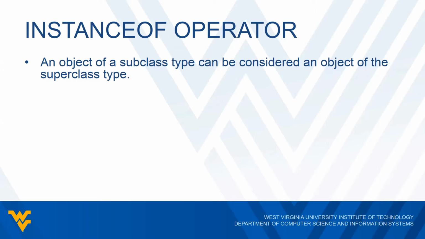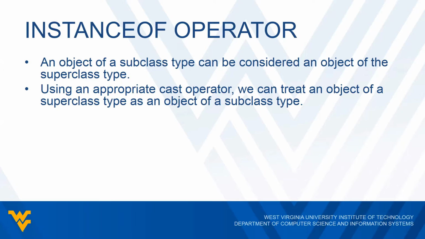And then what we just saw in our previous example is that if we use an appropriate cast operator, so if we do this correctly, we can actually have an object of a superclass type be treated as an object of a subclass type. Now, the reference variable that corresponded to it would have to be of the appropriate type, and so if we do that correctly, we're good.